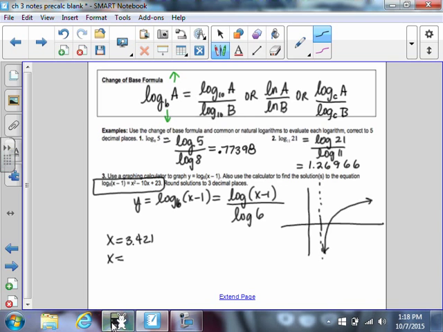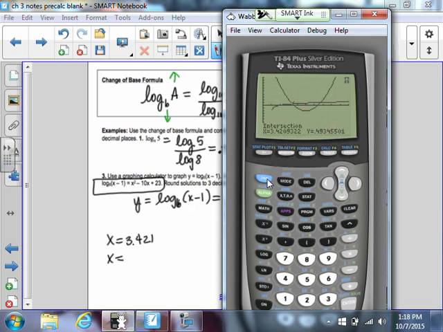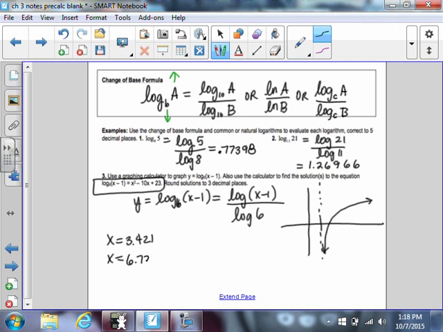All right, then we need to find the other one. So we're going to do second, trace, option 5, and we're going to go along the first curve and go to that second place, hit enter, and then go along that other curve to where you think the intersection point is, hit enter, and then enter again. So the other one is 6.724. Okay, so we have just solved that really weird equation. Okay? So the last one.